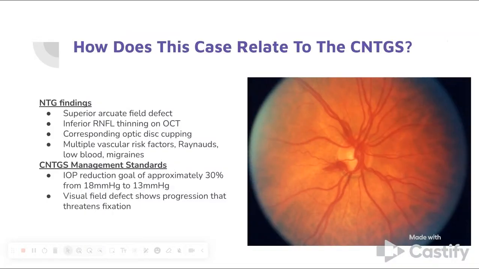And how this case relates to our study: her normal tension glaucoma findings, her arcuate field defect, the nerve fiber layer thinning, the optic disc cupping, as well as her vascular risk factors, such as Raynaud's, low blood pressure, and migraines, coincide with our diagnosis. And the management standards of our goal IOP being approximately 30% reduced from her tested IOP, from 18 to 13, as well as her visual field defect showing progression that threatens her fixation.